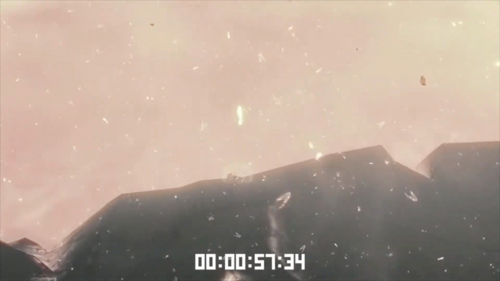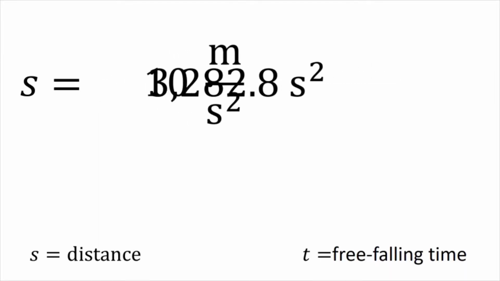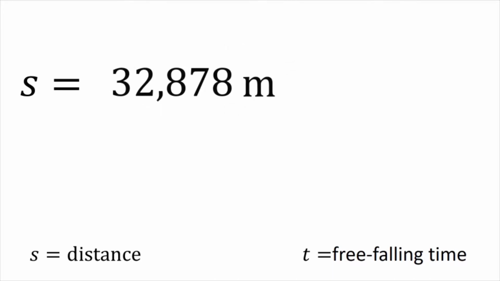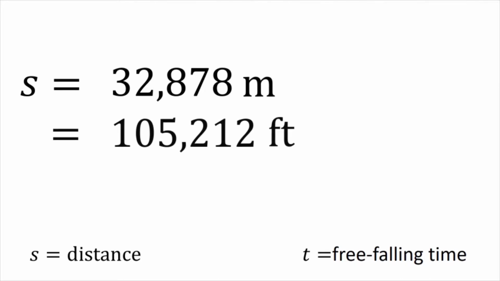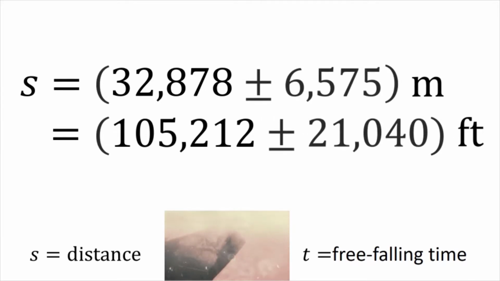It seems Zask has finished measuring the free-falling time. He fell for 57.34 seconds. Inserting that into our formula gets us a height of 32,878 meters or 105,212 feet. With a calculated margin of error of at least 6,575 meters or 21,040 feet, for the uncertainty of Tyria's acceleration of gravity.